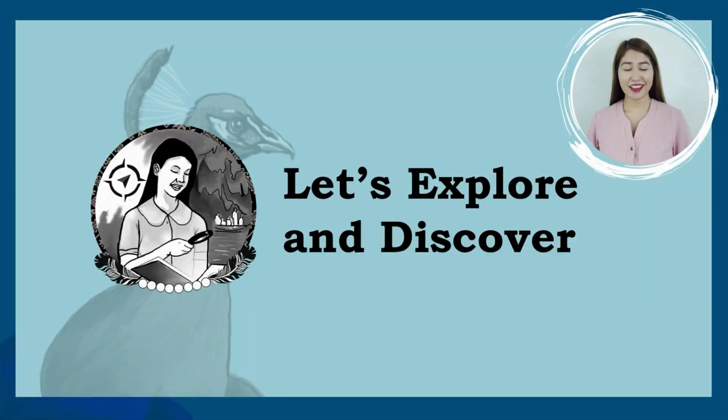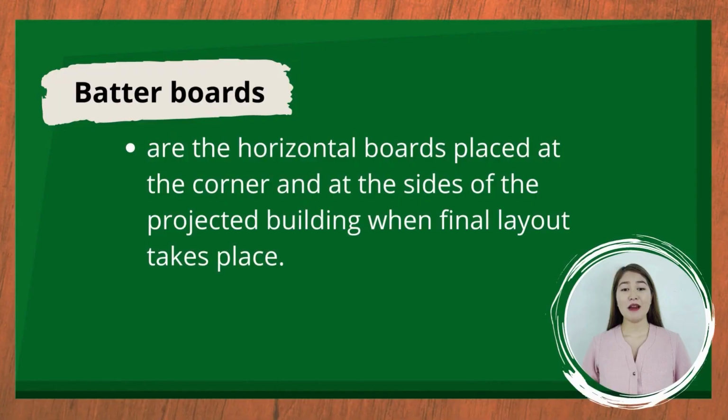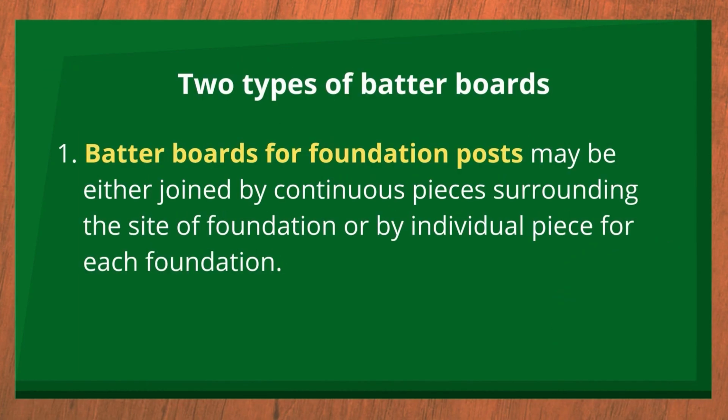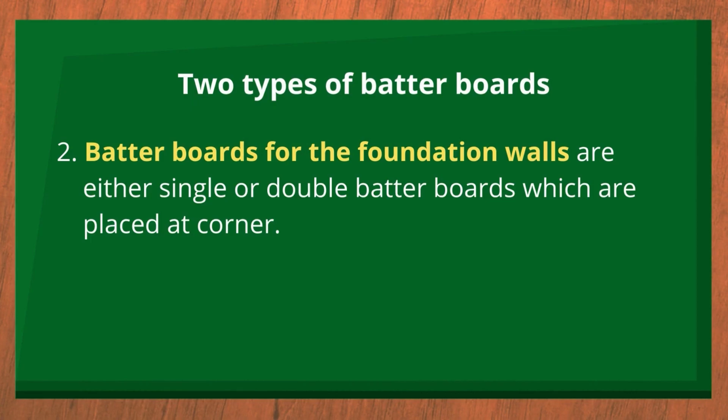Are you ready? Let us first define batter boards. Batter boards are the horizontal boards placed at the corner and at the sides of the projected building when final layout takes place. There are 2 types of batter boards. First, batter boards or foundation post may be either joined by continuous pieces surrounding the site of foundation or by individual piece for each foundation. Second, batter boards for the foundation walls are either single or double batter boards which are placed at corner.